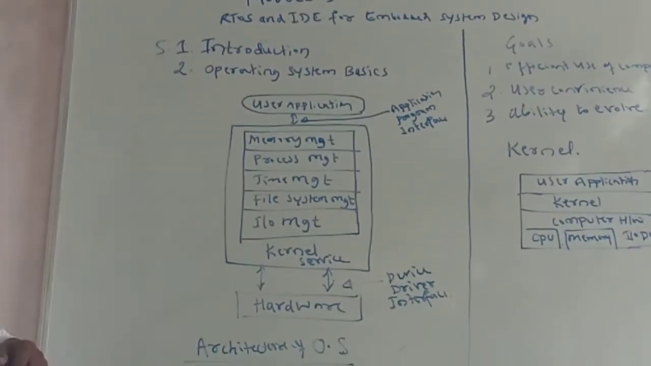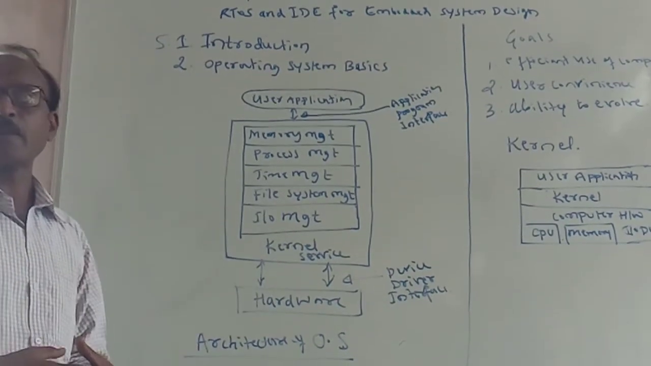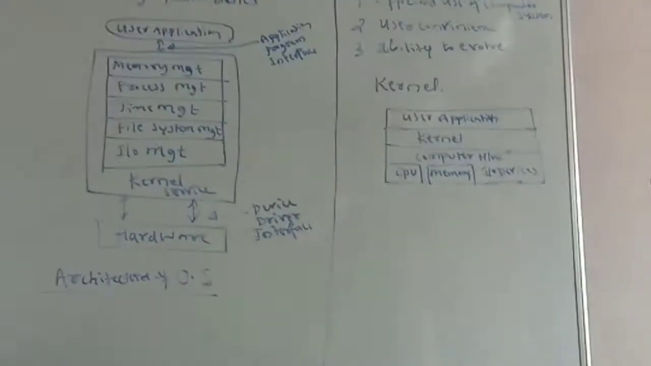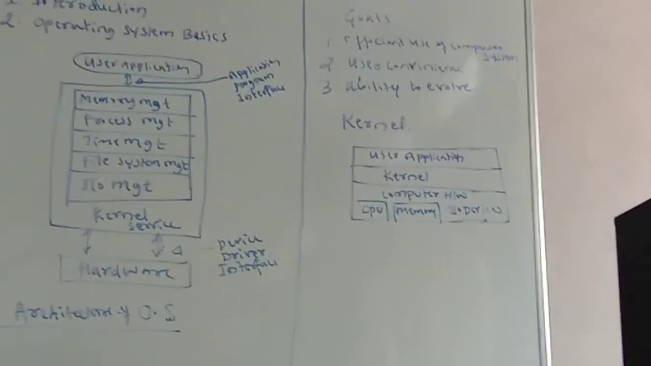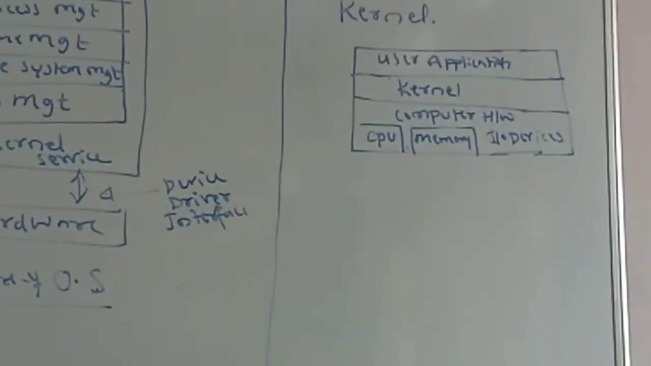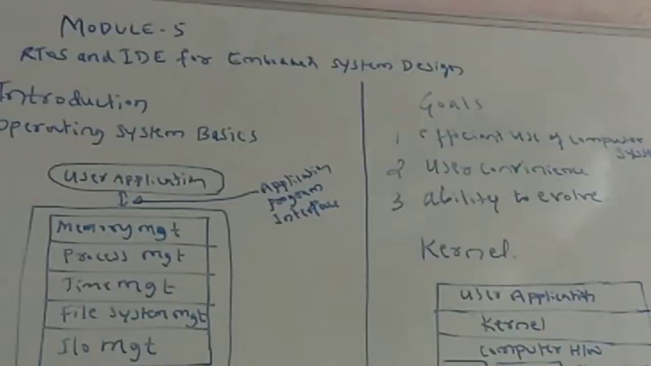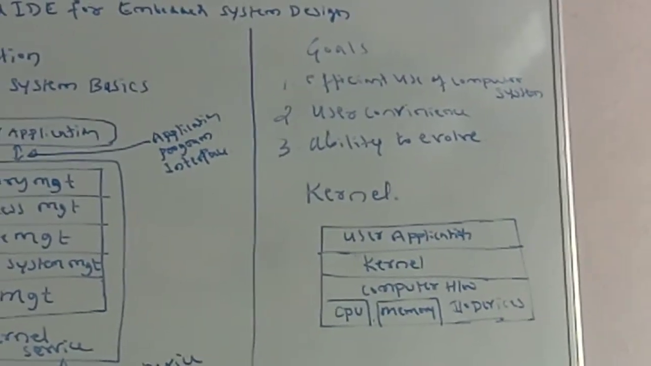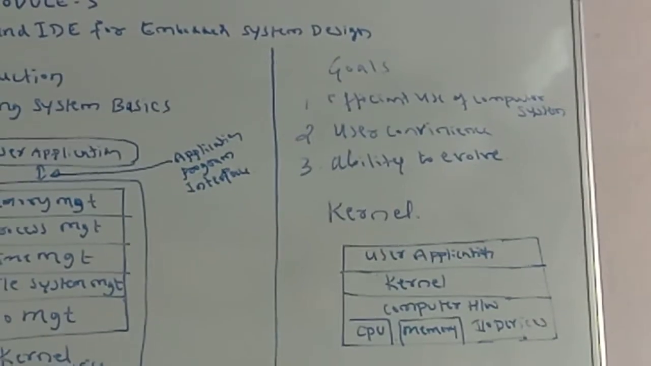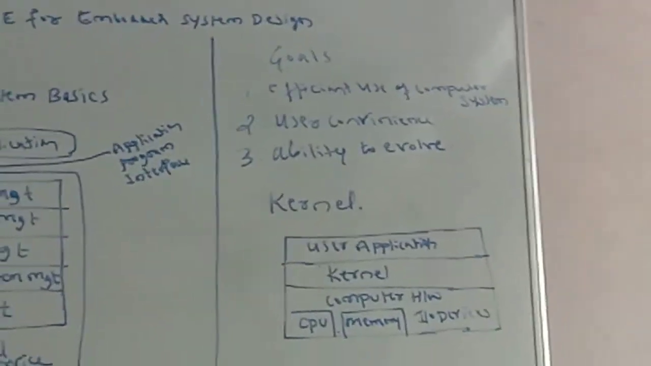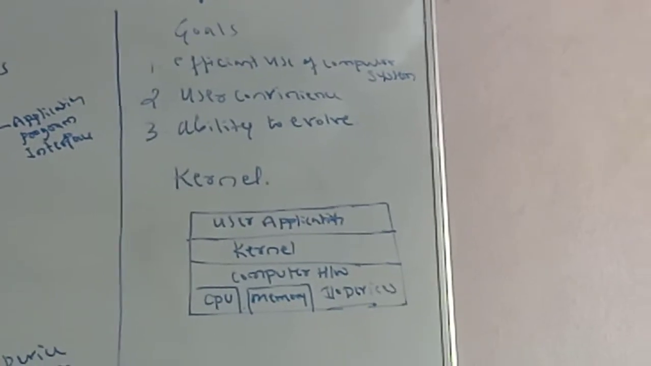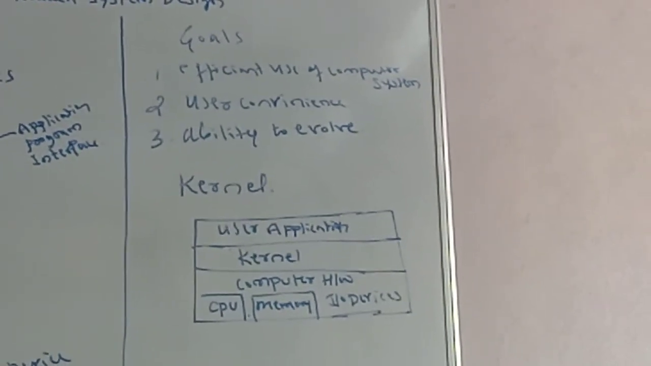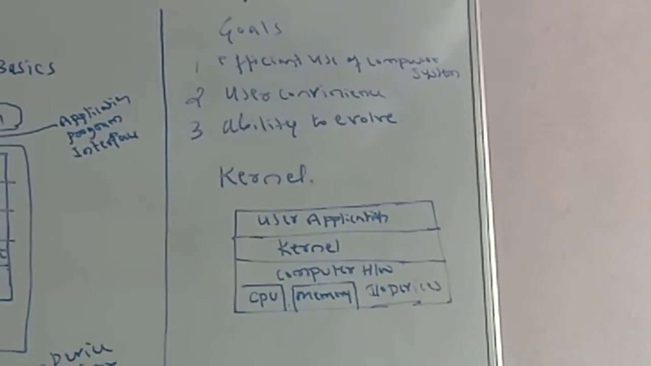Then what is the use? Now we move to another point: what is the goal of the operating system? The operating system is an interface between the application and the hardware. The major goal, number one, is efficient use of the computer system. Efficient use means the computer should be utilized properly without error and without mismanagement, whether memory, hard disk, file system, process or input-output management. That's why we design the operating system.